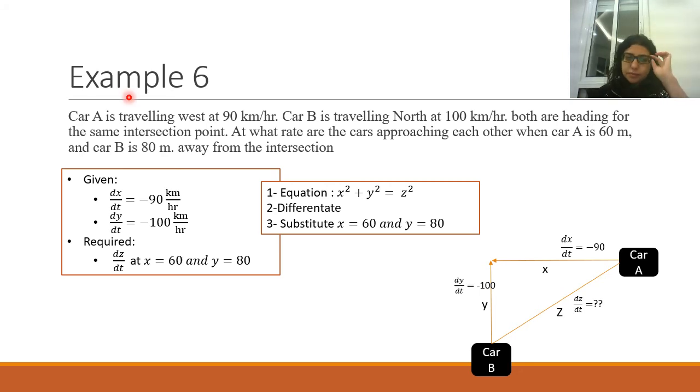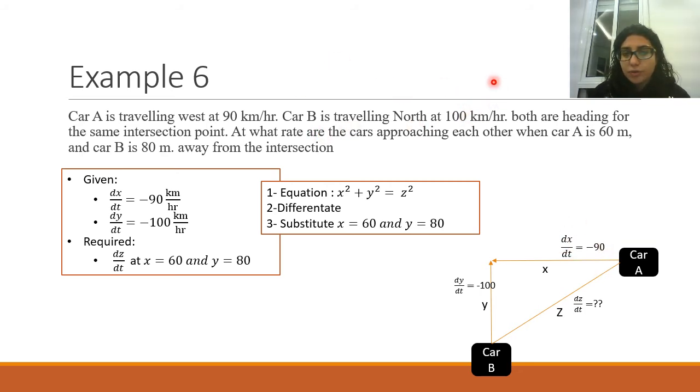Example 6. Here we have two cars, car A and car B. Car A is moving west, while car B is moving north to meet at an intersection. And he is asking about the distance between car A and car B, z. So he's saying car A is traveling west at 90 km per hour. Since the distance to the intersection is decreasing, it is actually negative 90.